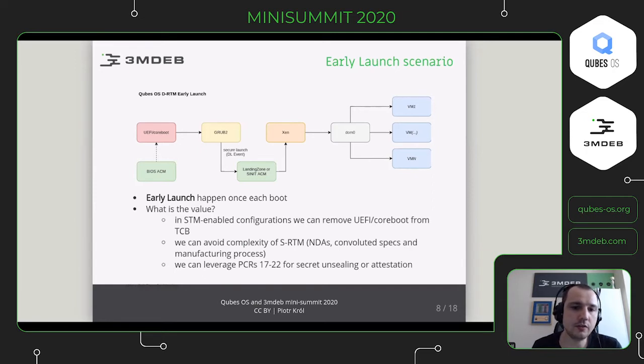And of course, we can leverage values that are populated in PCR 17 to 22, because the dynamic launch event just helps us populate those values, does that for us in a secure way. And we are sure that we can use those values securely and in a trusted manner to, for example, unseal some secrets or use those values for attestation.